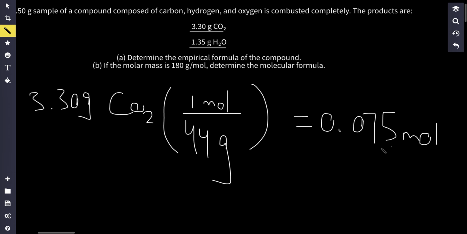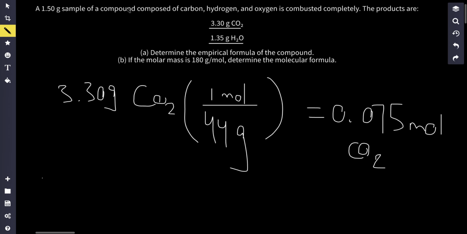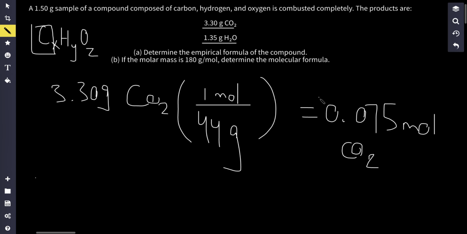moles of CO2. Look, I started out with a compound composed of carbon, hydrogen, and oxygen. I don't know how much of each element I have, but I do know that it has carbon, hydrogen, and oxygen. Whatever carbon that I've lost is going to be the same amount of carbon that I gained in my products, because of the law of conservation of mass. Whatever carbon that reacted is going to be the same amount of carbon that gets formed.